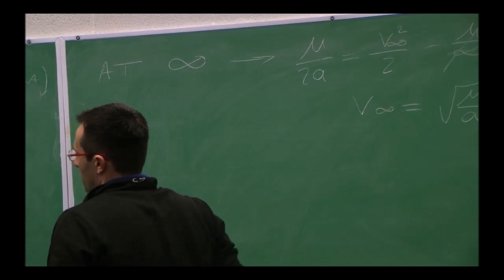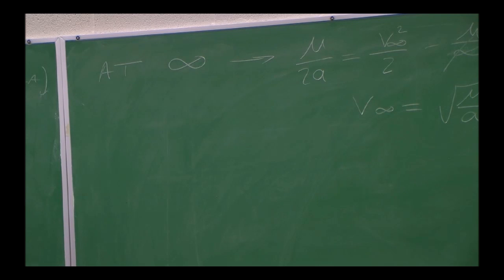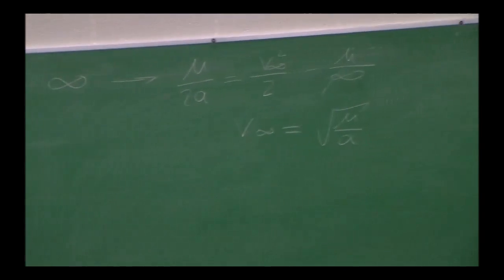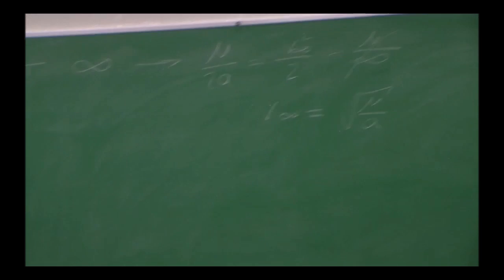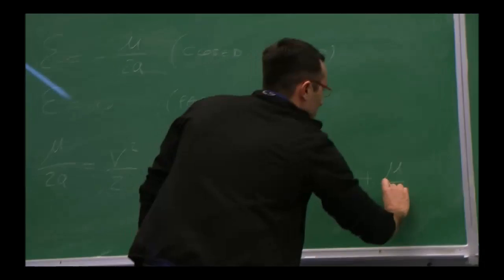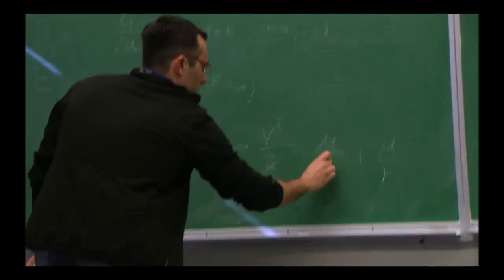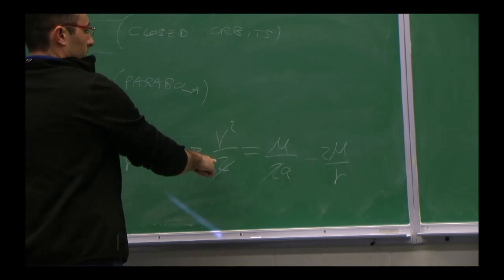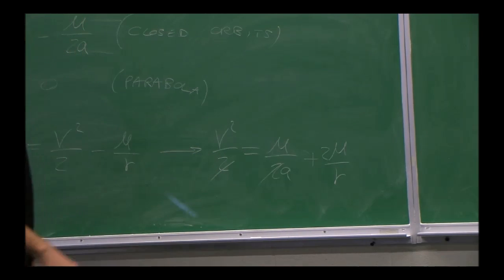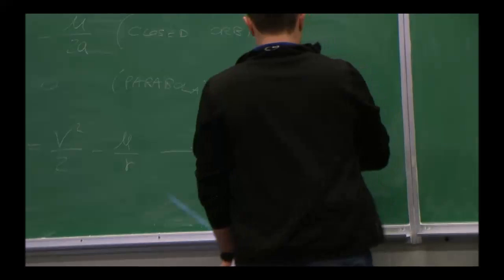So look at that expression. Multiply both sides by 2. Move these on the other side. Well, let's do it. You get v squared over 2. It's also equal to mu over 2a plus mu over r. Put a 2 here. Okay?